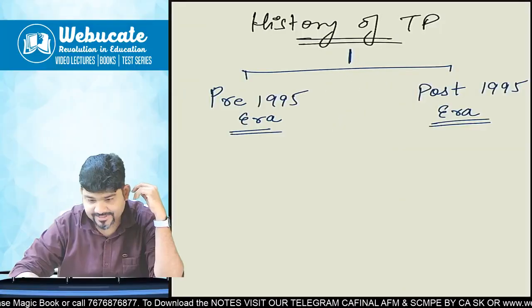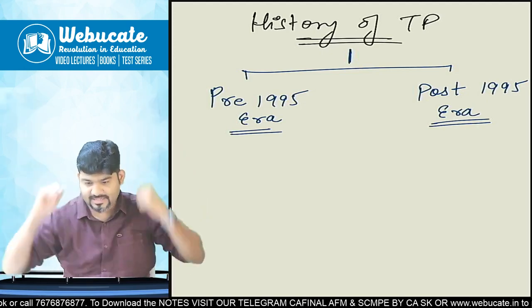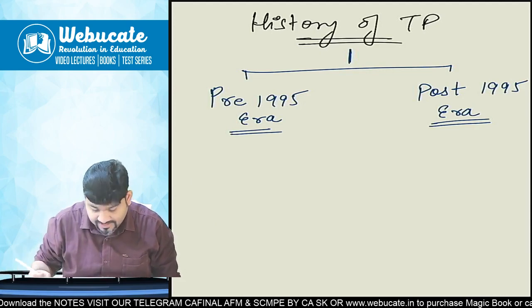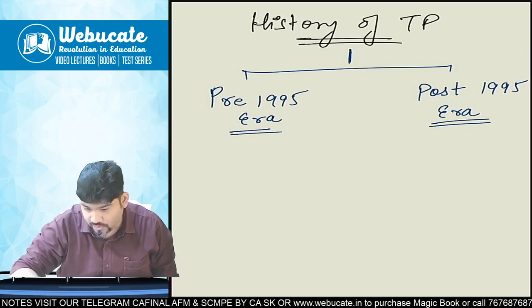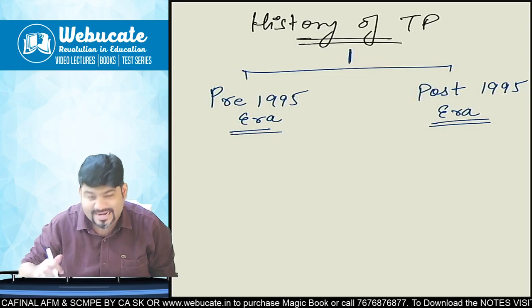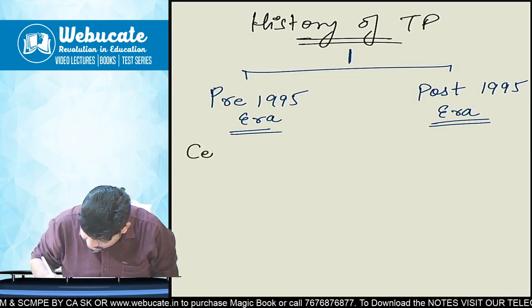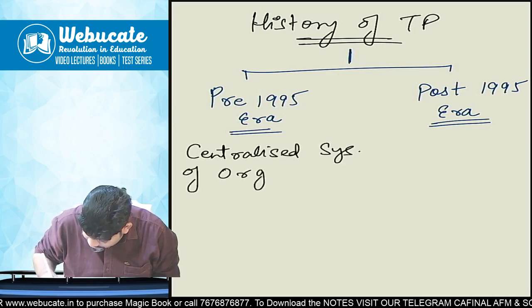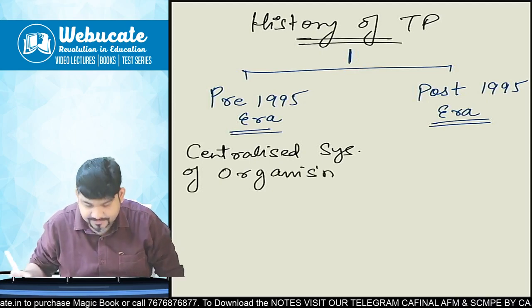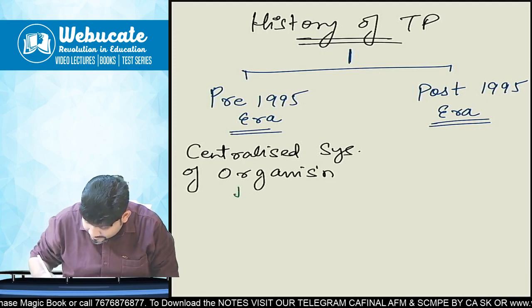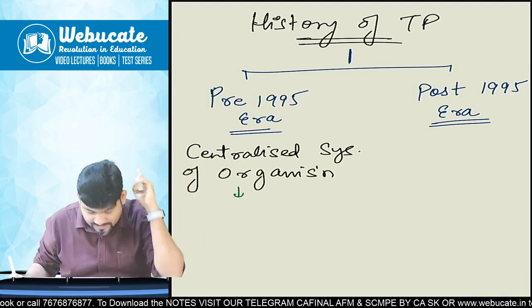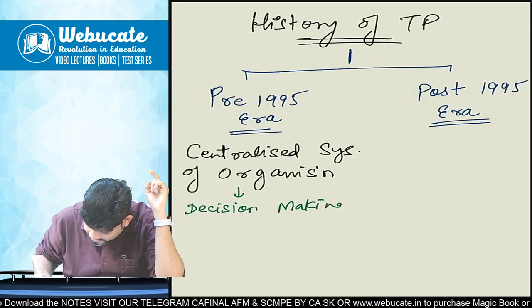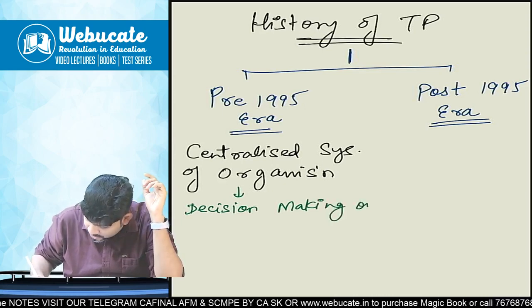So guys, are we going to take it forward now? Yes? Sure. I was just giving you a brief. We'll dictate that also, because when you are revising, you should know all of that. So let's start. Previously, before 1995, it was more of a centralized system of organization. Because of that, decision making was at the top authority. As a result of this, the decision making was only with the top authority.